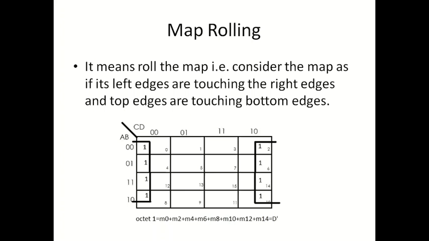And if you are making an octet in this case, then you can see here that the literals A and B are going to be cancelled. So we have to see the first and the last column. And if you see the first and the last column, the C is changing its value. So we're left with D, and the value of D is 0. So we have to take it as D complement.